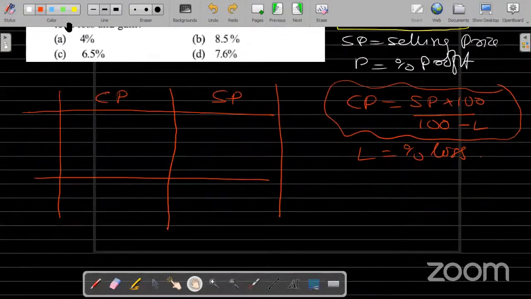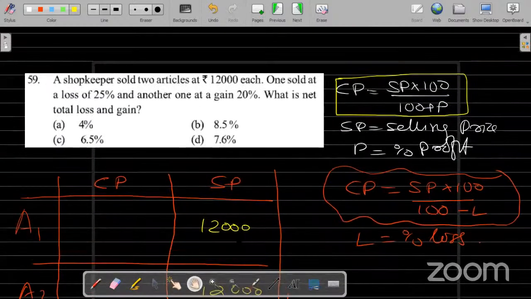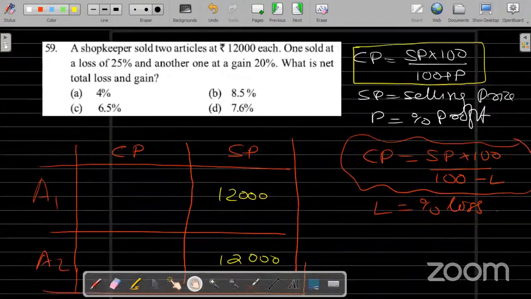We have two articles, Article 1 and Article 2. Two articles are sold at 12,000 each. So the selling price of each is 12,000. The selling price is given for each article. And the first one is sold at a loss of 25%.